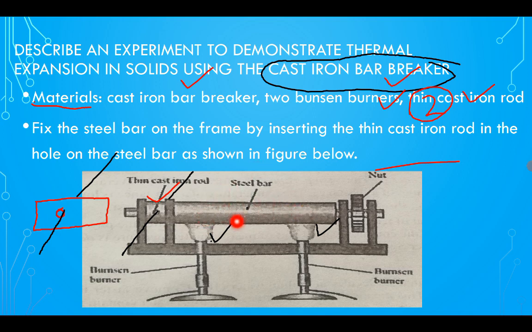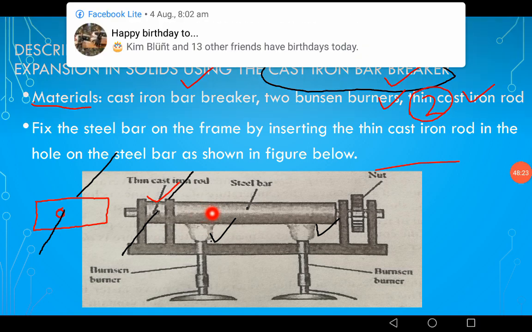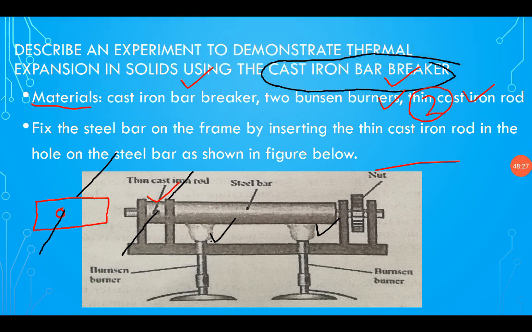So to ensure uniform expansion, they may ask you, why is it advisable to use two Bunsen burners? It's in order to ensure that there is a uniform distribution of heat and therefore uniform expansion. So before we move on to the next slide, we are saying that the thin cast iron rod is the one to be broken. The one to be broken due to expansion.